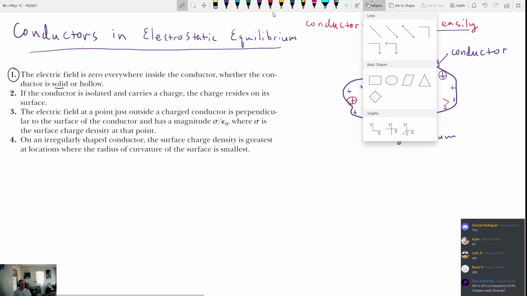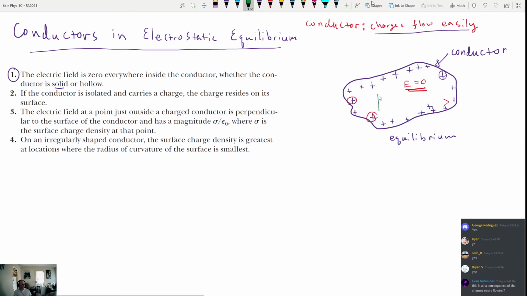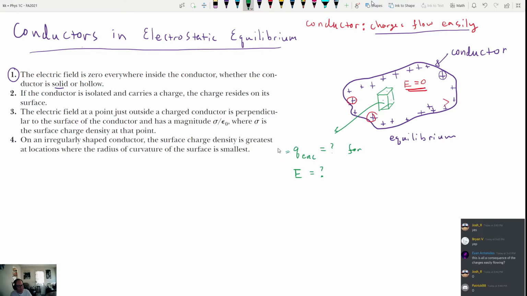Suppose that I chose to draw a Gaussian surface on the inside right here, okay? So I draw a Gaussian surface of some kind. Maybe I draw a cube or something. And number 1 tells us that at all places on this cube the electric field is equal to zero. If I can draw a Gaussian surface, and I tell you that the electric field on that surface is zero, how much charge has to be inside, according to Gauss's law? How much charge do I need to have in the box in order for the electric field to be equal to 0? 0, right? The charge enclosed has to be 0.